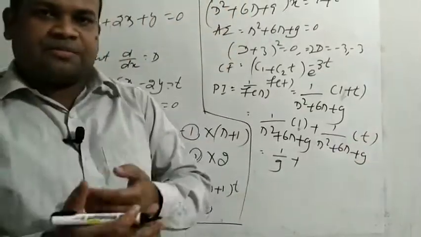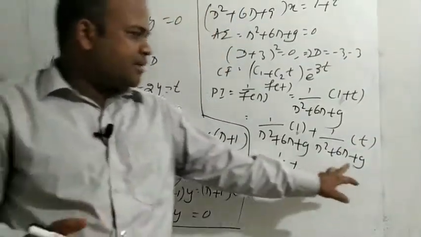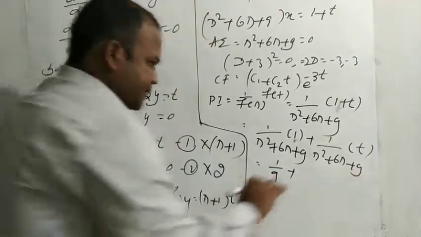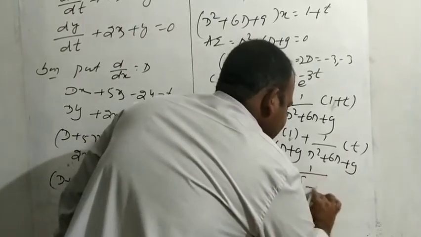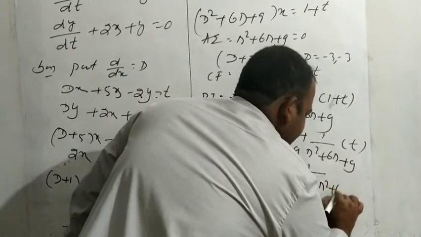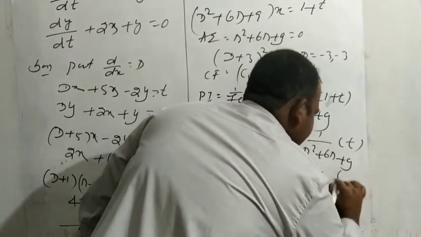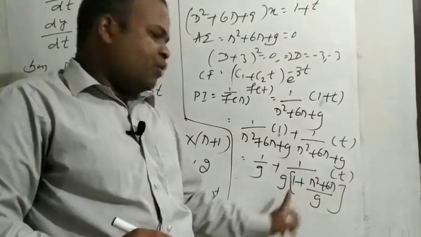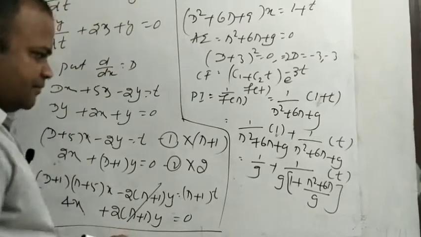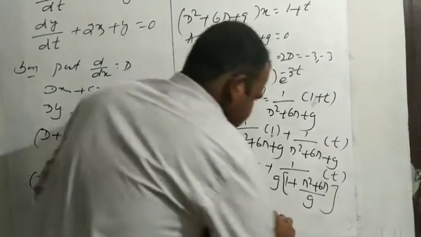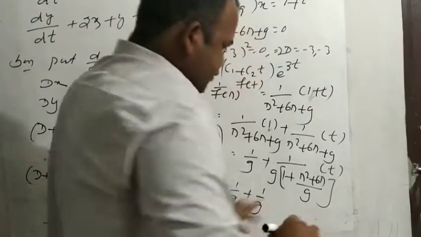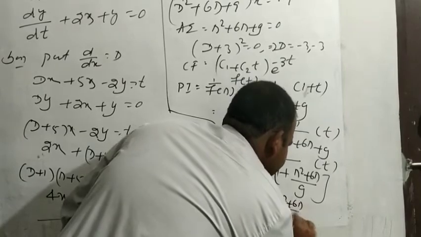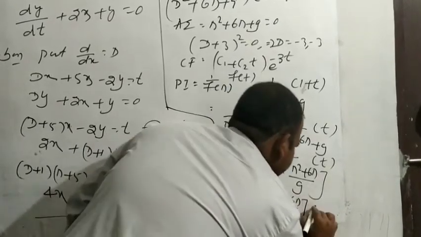For the t term you will use the concept of the binomial series. In the binomial theorem, you take the constant common. Here 9 is the constant, so 1 upon 9 will be common. So this is 1 upon 9 into 1 plus (D squared plus 6D) upon 9, into t. You arrange it in the form of 1 upon (1 plus z) or 1 upon (1 minus z), so that you will get the answer. So this is 1 upon 9 into 1 minus (D squared plus 6D) upon 9, into t.